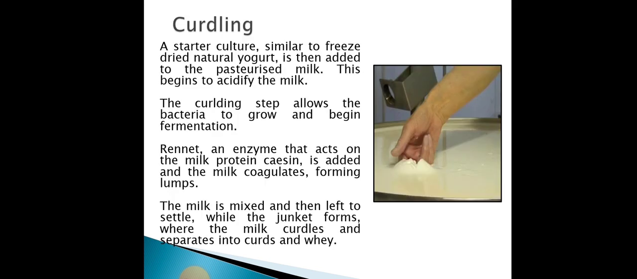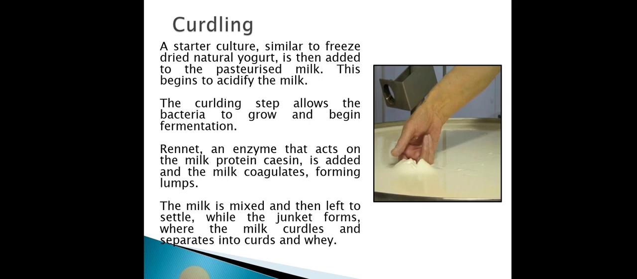Now the next process is the curdling process. During this curdling process, there is the addition of the starter culture. For the preparation of different types of cheese, different types of starter cultures are utilized, but the most common starter cultures used in cheese production are Streptococcus thermophilus and Streptococcus cremoris, or Lactobacillus acidophilus.